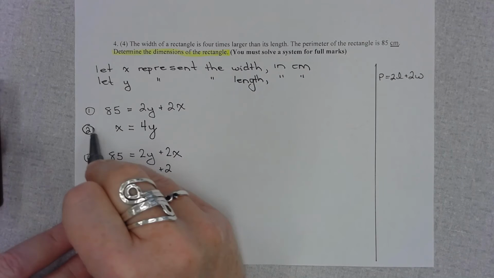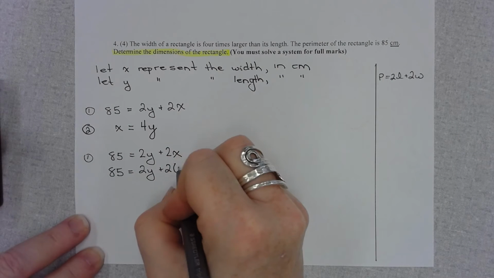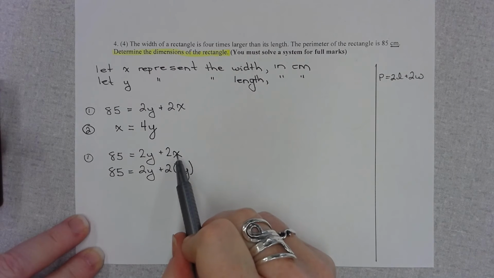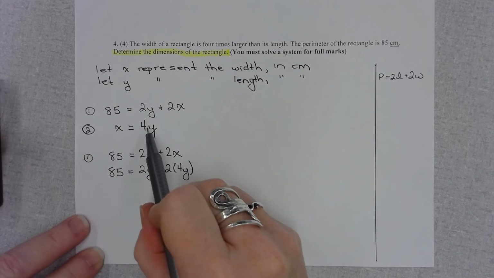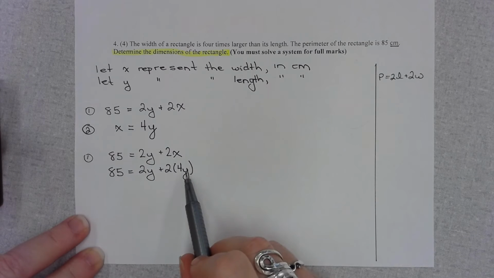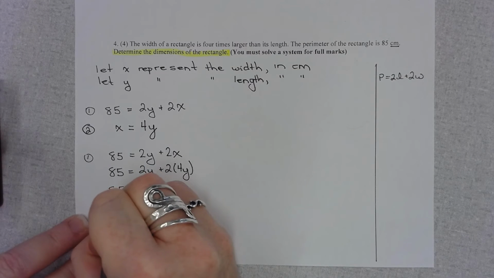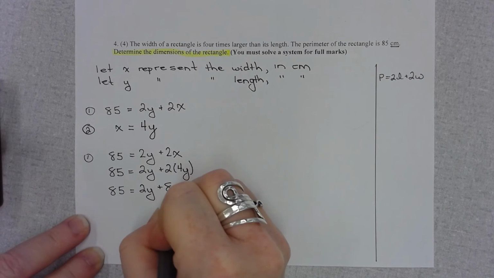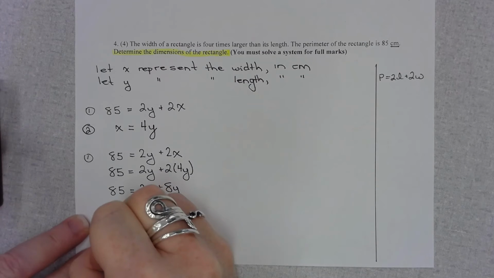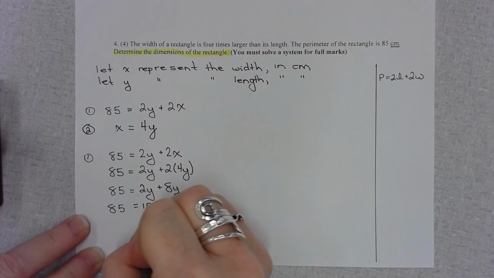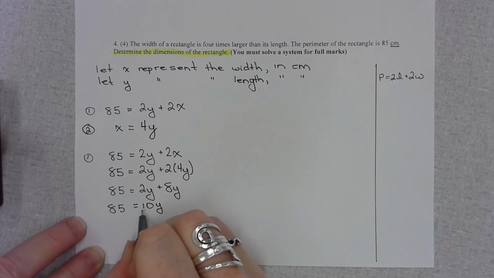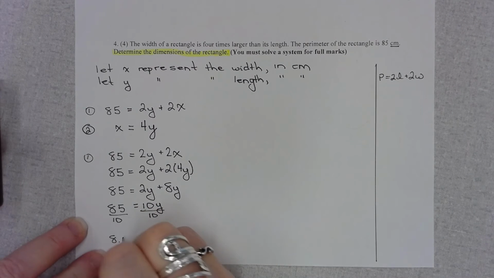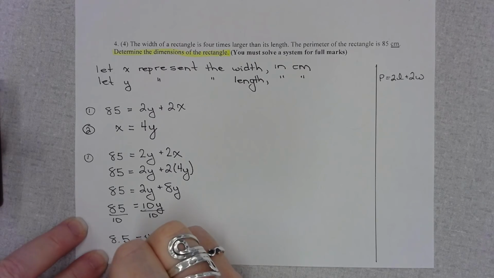From equation number 2, I know that x and 4y are the exact same thing. At the point of intersection, the x in this equation is exactly the same as the x in the other equation. So now I know that 85 is equal to 2y plus 2 times 4y, which is 8y. So 85 is equal to 10y, and now I'm going to divide both sides by 10. So 8.5 is equal to y.